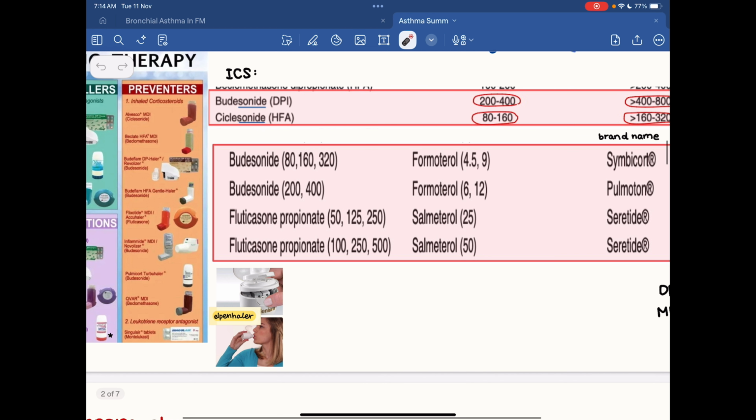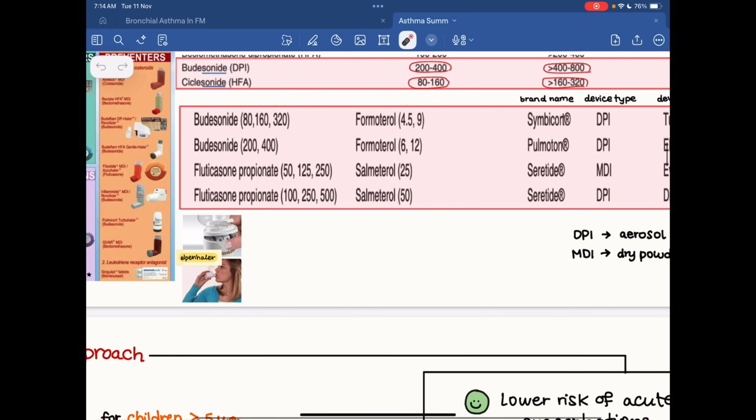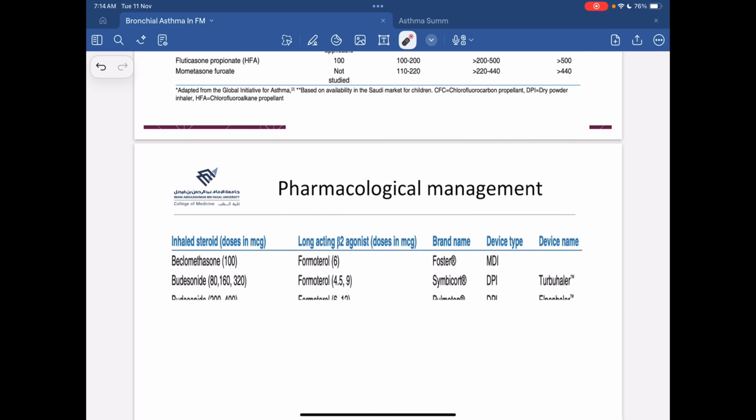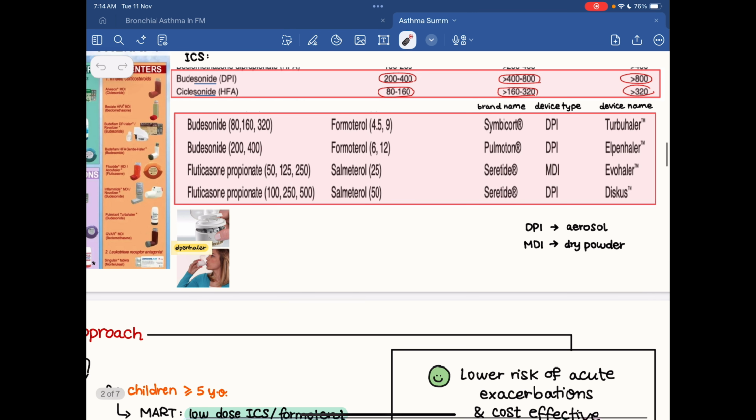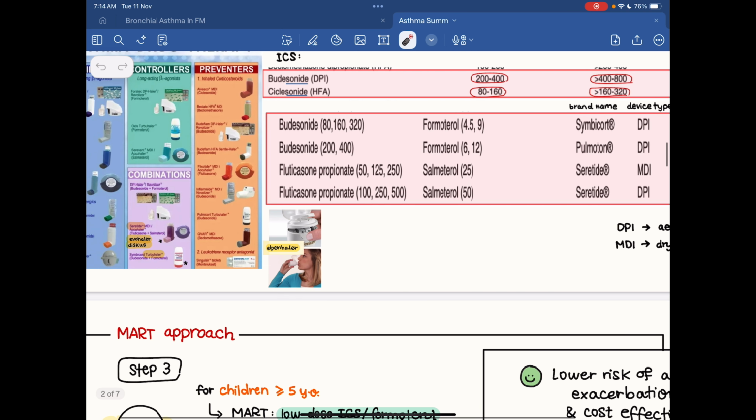Okay, what about fluticasone propionate? This is taken with salmeterol. The brand name is Seretide, you probably heard of it. This is also pretty common. And an Evohaler. It's an MDI, as in it's an aerosol.